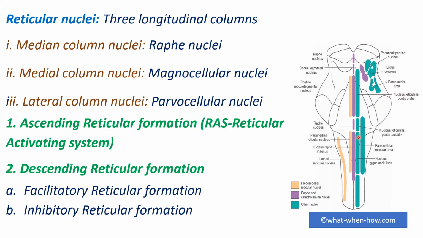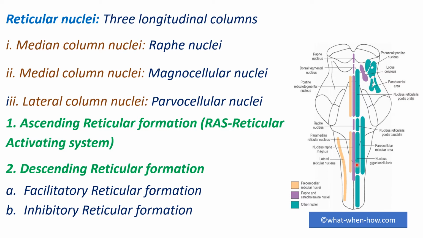Then the third is the lateral column nuclei, or what we call parvocellular nuclei. These nuclei are the smallest. They are arranged most laterally. The term parvo is used, parvocellular. We will be discussing this in detail. So that was about the nuclei.